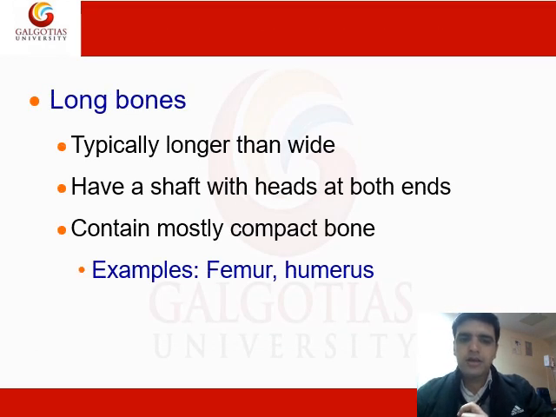Long bones are bones whose length is greater than their width. A long bone can be divided into regions: two heads at both ends along with the shaft forming the middle portion. They contain mostly compact bone, with the outer covering periosteum covering the compact tissue of the bone itself. The examples of long bones are femur and humerus.